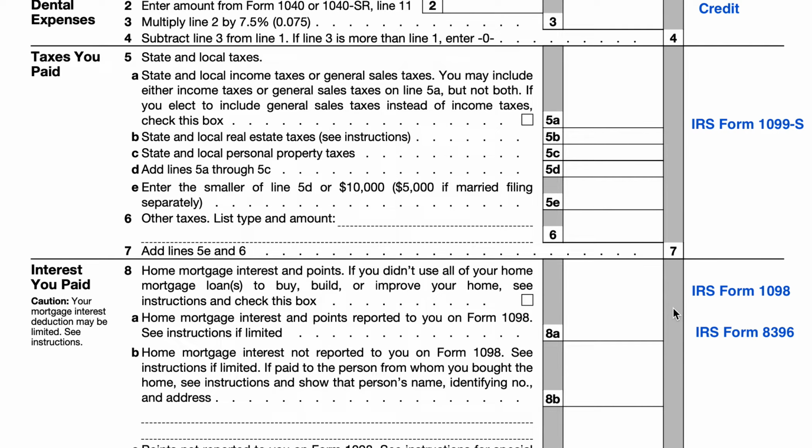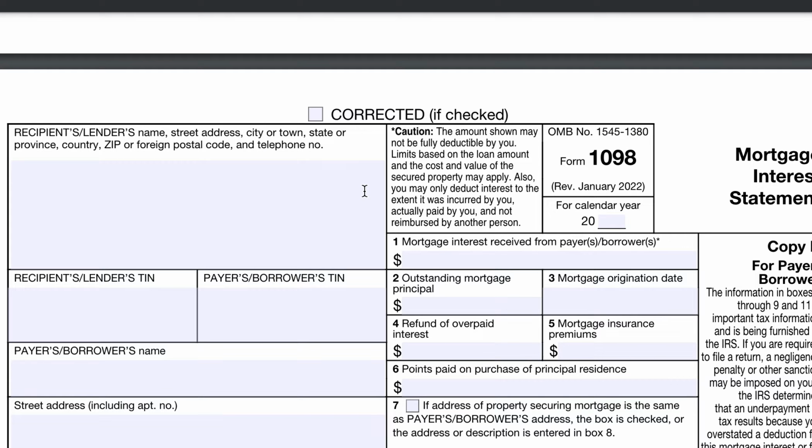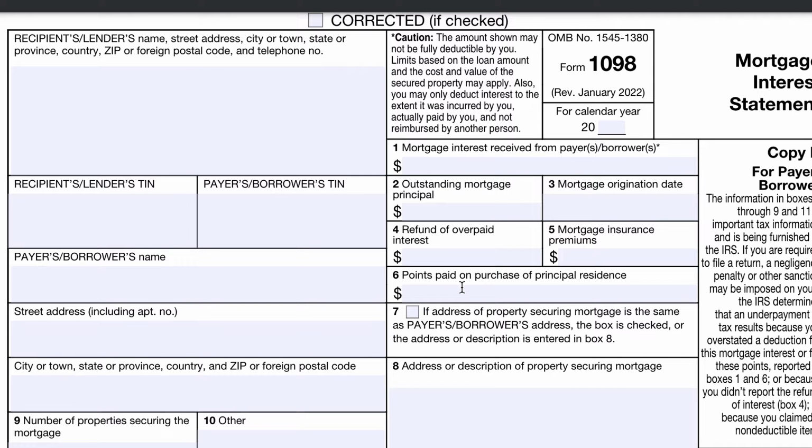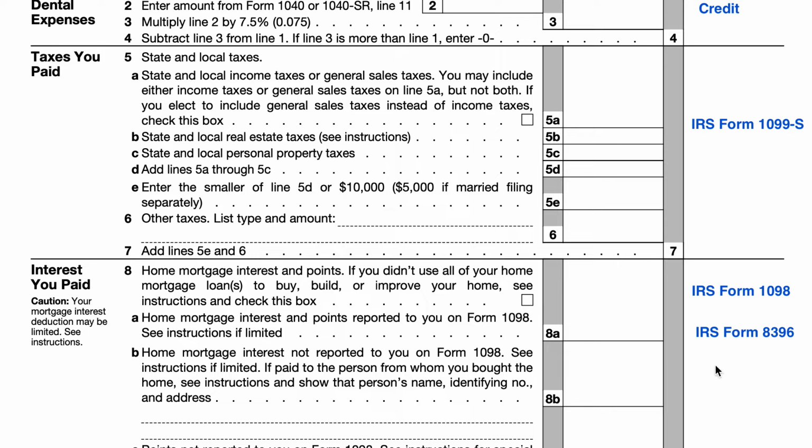Let's go down to interest that you paid. So IRS Form 1098 is the mortgage interest statement. And so a lot of the information that you would be reporting to the IRS, such as interest, mortgage insurance premiums, points. All of that is going to come from your Form 1098. So you definitely need to have that if you're going to be claiming mortgage interest as an expense on your tax return. But what's this other form, 8396?